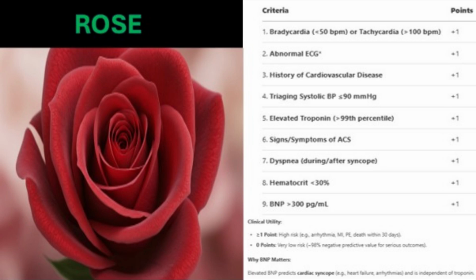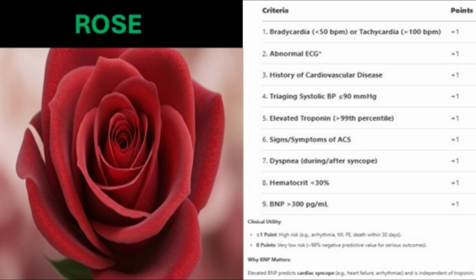Chest pain associated with syncope. Some variants mention ACS symptoms. Abnormal ECG. Some variants specify Q waves in ECG, and oxygen saturation less than or equal to 94% on room air. The presence of any of these risk factors suggests a higher risk, and admission is generally recommended.